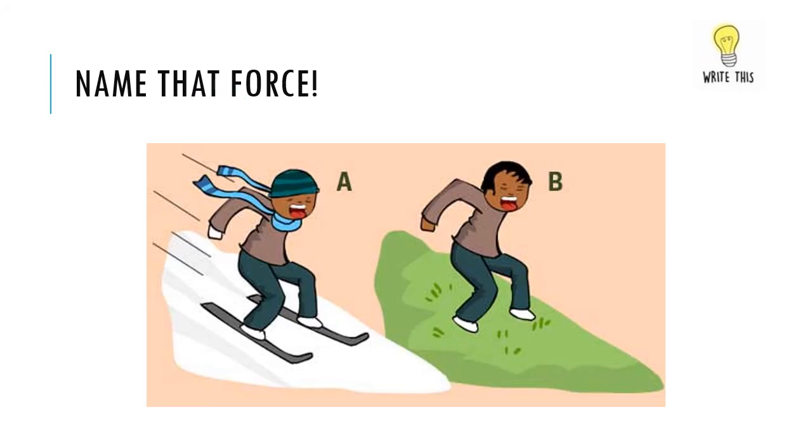All right, number 3. So you have to compare the two. In picture A, our little buddy is sliding down with ease on his skis. Picture B, how come he's not able to slide down as well?